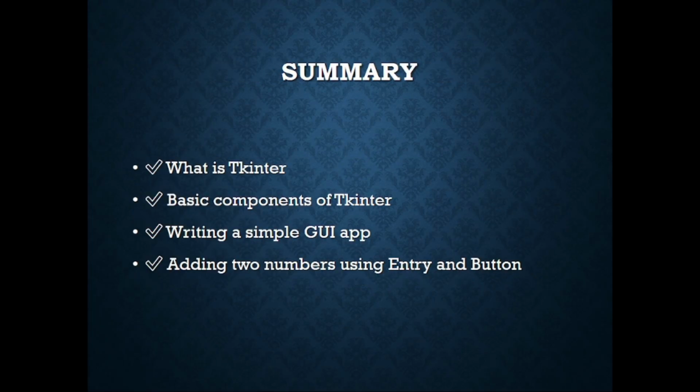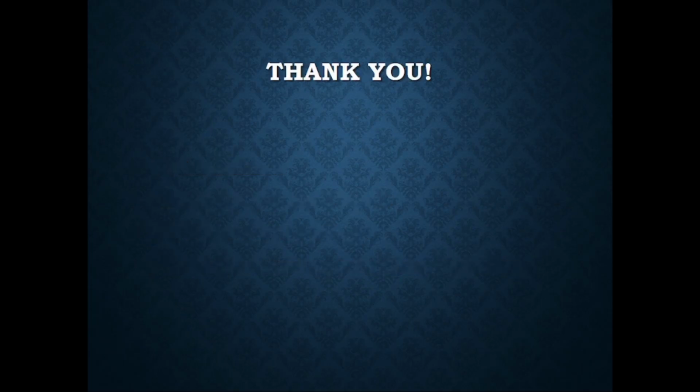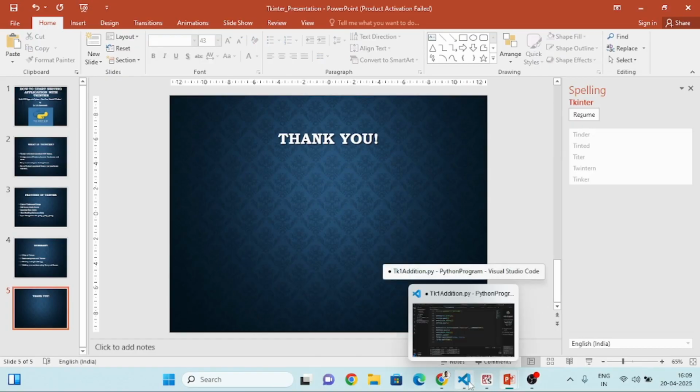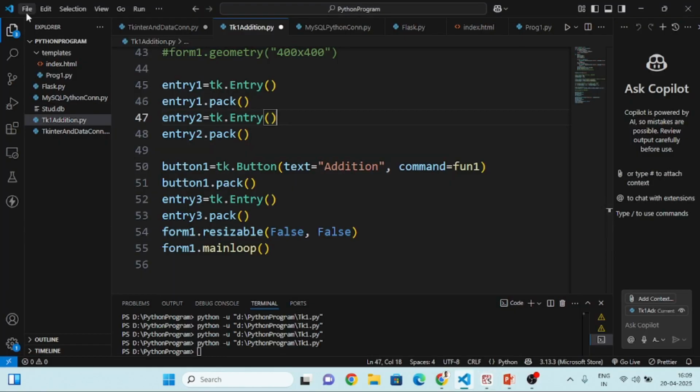components on the window. So in this session we are going to understand the basic components of Tkinter, and write a simple GUI app that adds two numbers using entries and buttons. So let's begin with writing a simple GUI application using Tkinter. We'll create a simple Python program in Visual Studio for addition of two numbers.